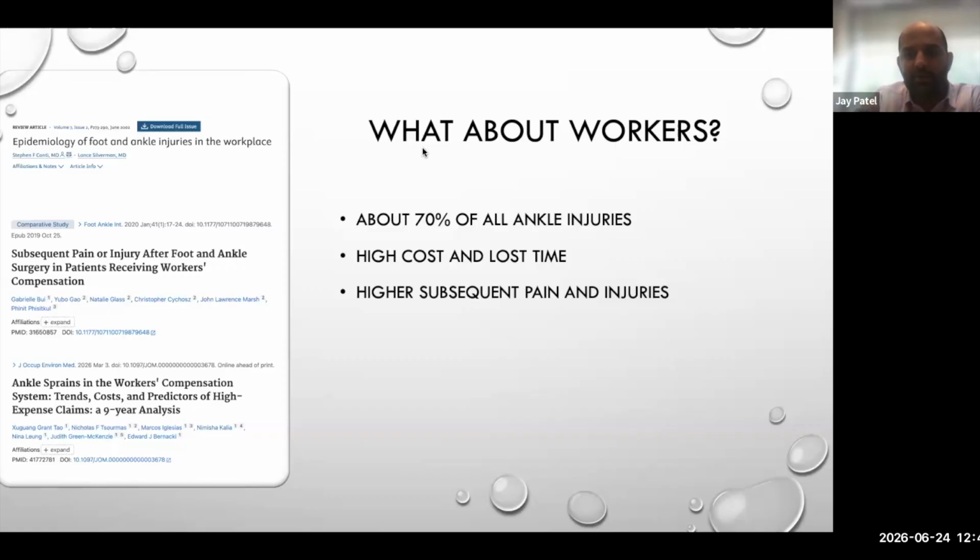Workers' comp patients also have a higher rate of subsequent injuries than the non-working population does.